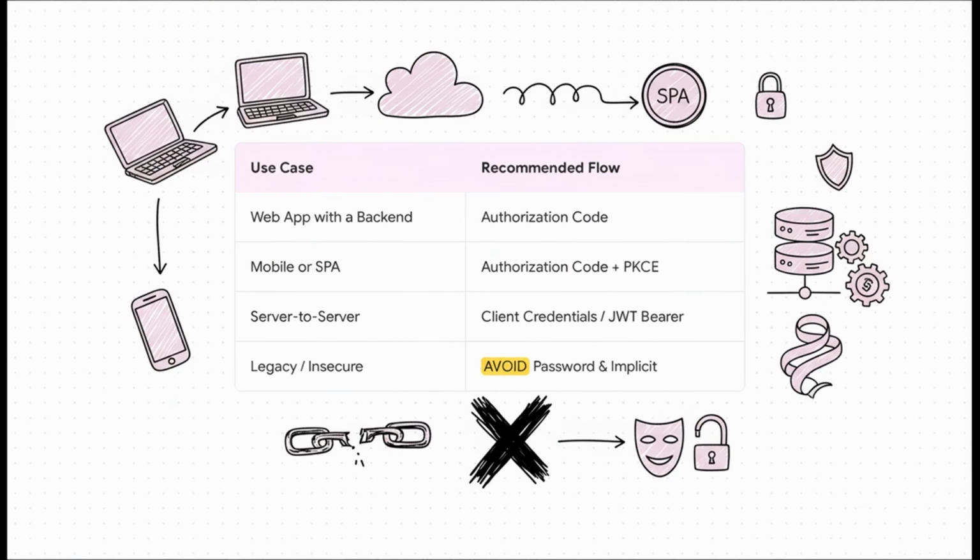Okay, so let's just boil this all down into a simple cheat sheet. Which flow should you use? Well, if you're building a classic web app with a backend, use the standard authorization code flow. If you're building a mobile app or a modern single-page web app, use authorization code with the PKCE upgrade. For any server-to-server communication, pick client credentials or the more secure JWT Bearer. And for the love of all things secure, just avoid the password and implicit flows.